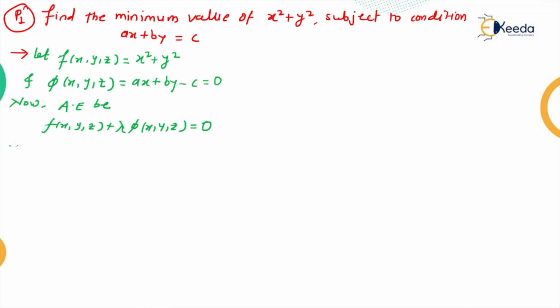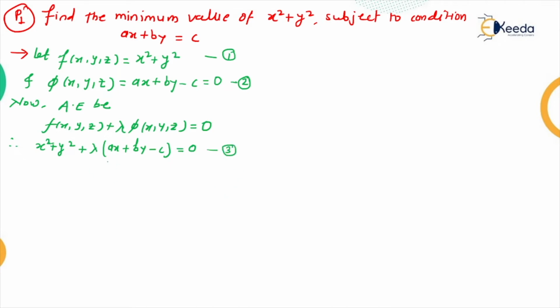So what are we getting? Therefore we are getting x square plus y square plus lambda in bracket. What is phi of x, y, z? This is nothing but ax plus by minus c, and that is equal to 0. Okay, this is the auxiliary equation. For ready reference we denote this as equation 1, 2, and this equation as 3.